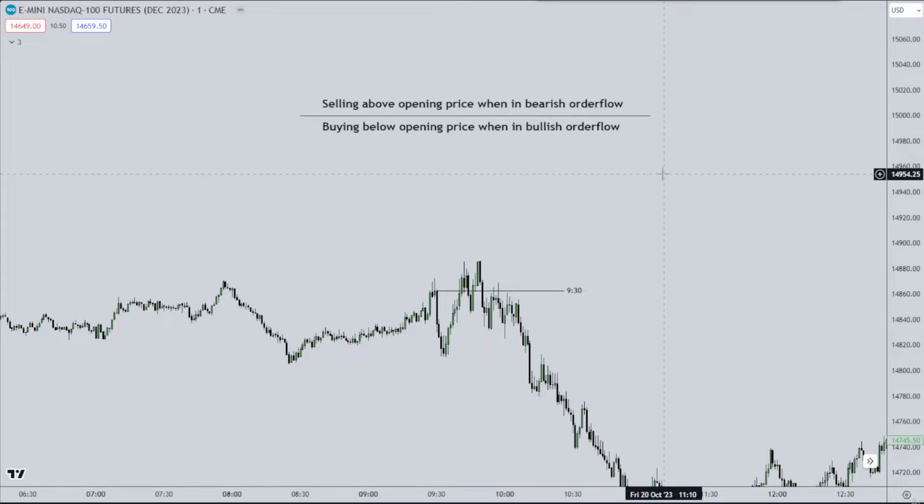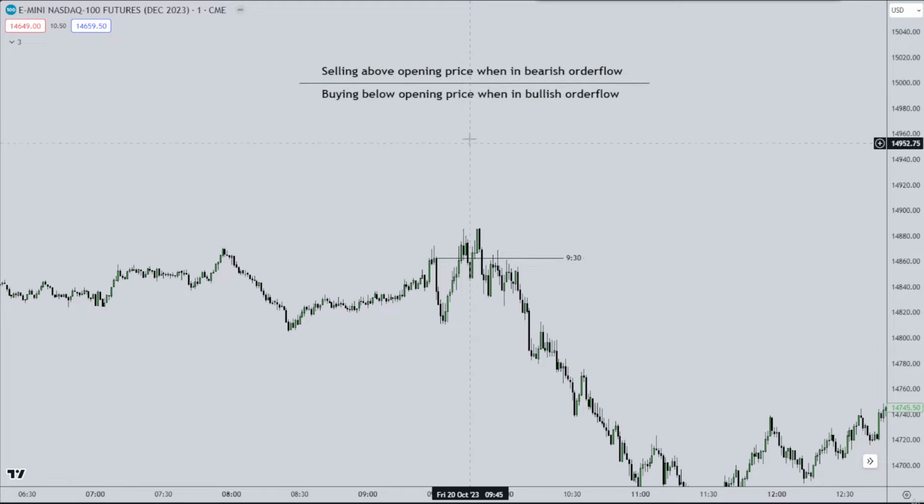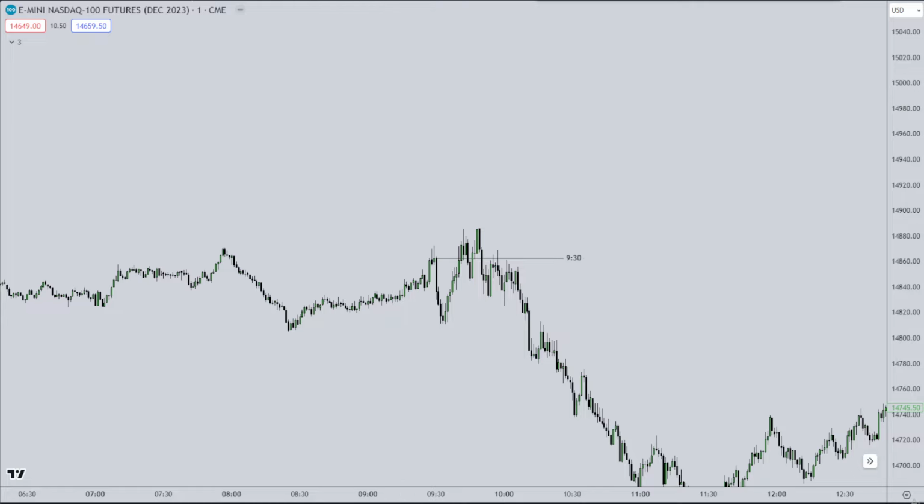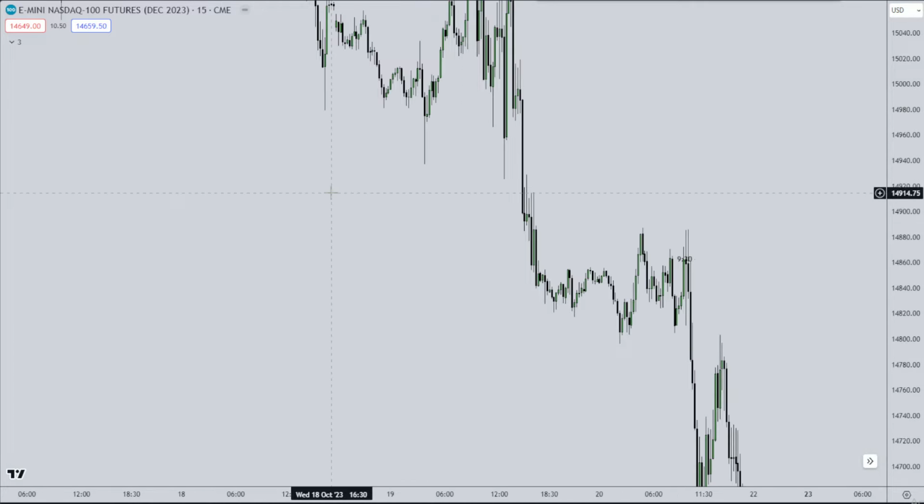Very, very simple. So we're clearly in bearish order flow, so you want to be looking to sell above the 9:30 opening price. But how do you know how high it's going to go? How do you know how low it's going to go if you're buying? This is where you use PDAs. So time and price need to align.